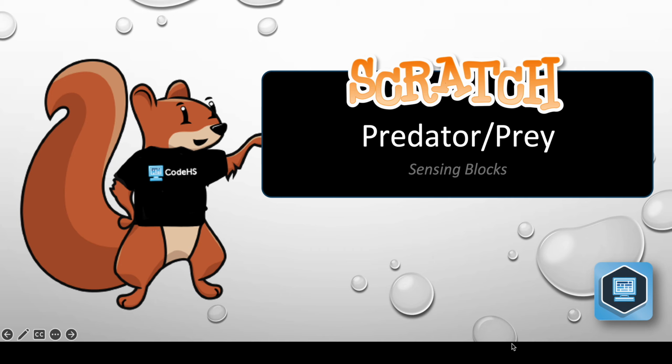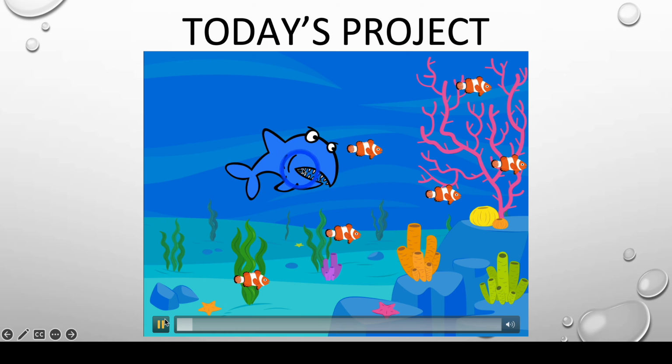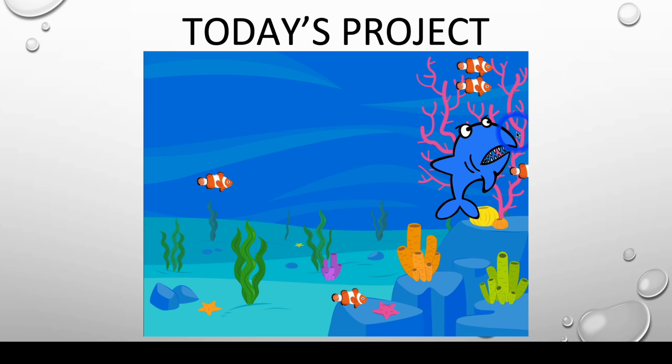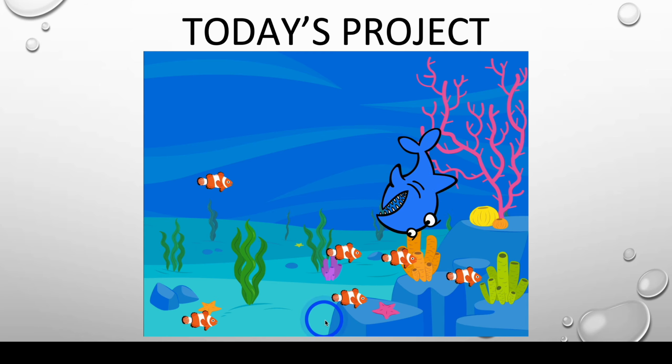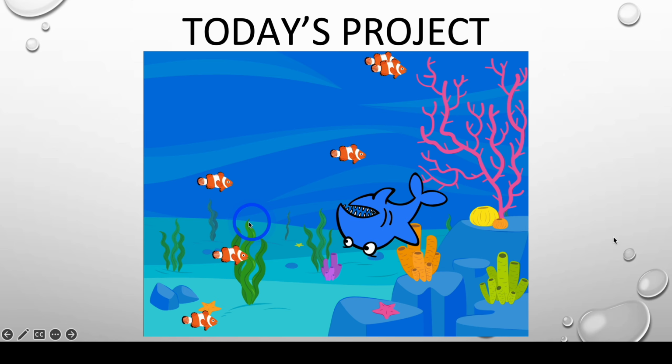Hey guys, this is a video tutorial on how to make a predator prey game in Scratch. So today's project is going to have one predator sprite and a bunch of prey sprites. When I play my project, the predator is going to follow my mouse around, and every time it touches a prey, it's going to make the prey disappear and then reappear in a different spot.